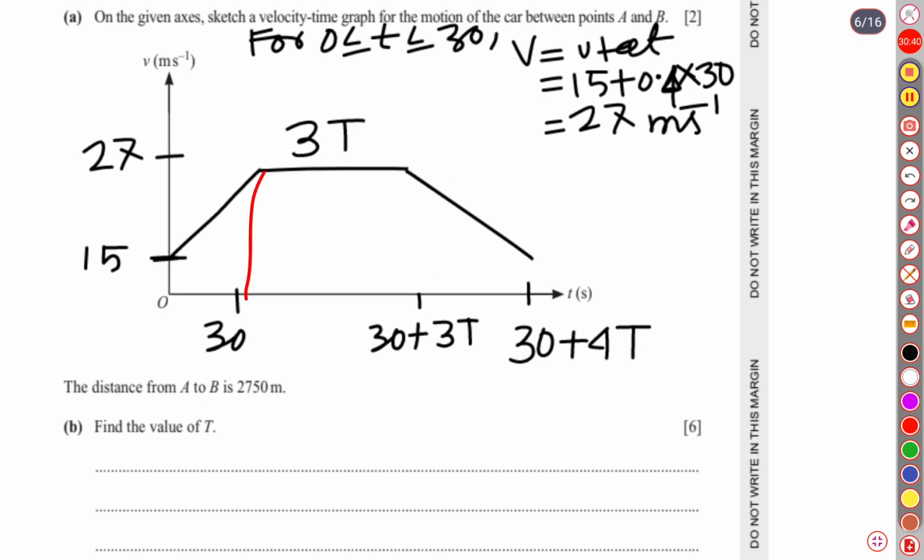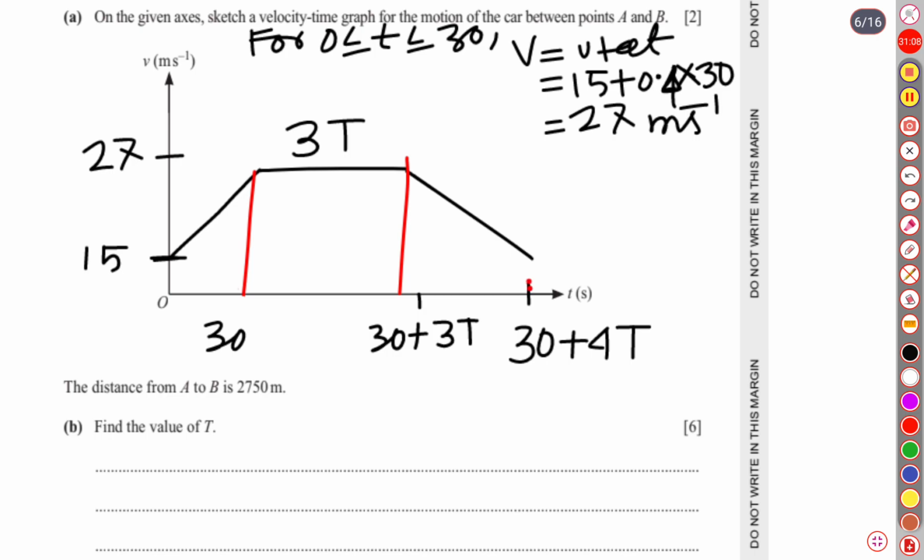This first one is a trapezium. Second phase is a rectangle. Let us draw the rectangle. This is the rectangle, and the final phase is here.